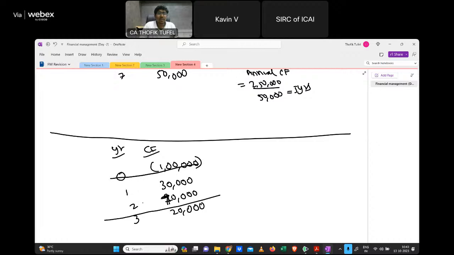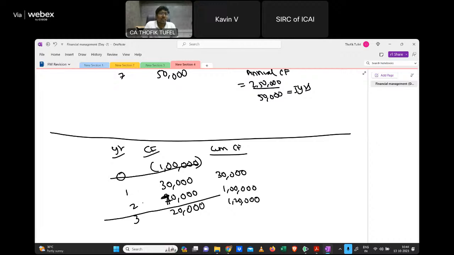Okay, ignore the zeroth year. Year, cash flows, and then you have to put cumulative cash flows. Cumulative cash flows: 30,000, then 30,000 plus 70,000 will become 1 lakh, then 1 lakh plus 20,000 will become 1 lakh 20,000. You have to prepare the schedule: year, cash flows, cumulative cash flows.